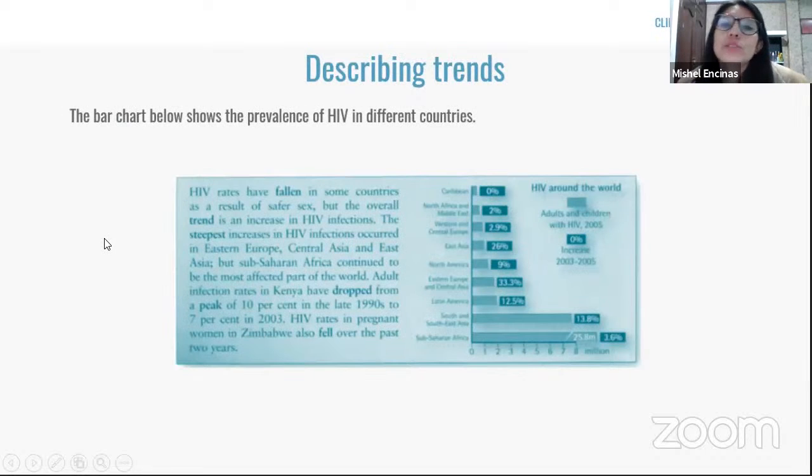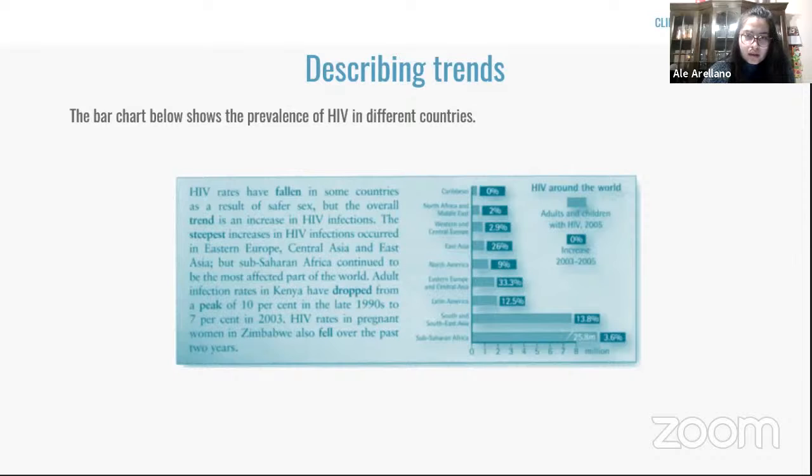Okay. Also, we can describe trends. The bar chart below shows the prevalence of HIV in different countries. Can you read this for me, Ale, please? Yes, Miss.